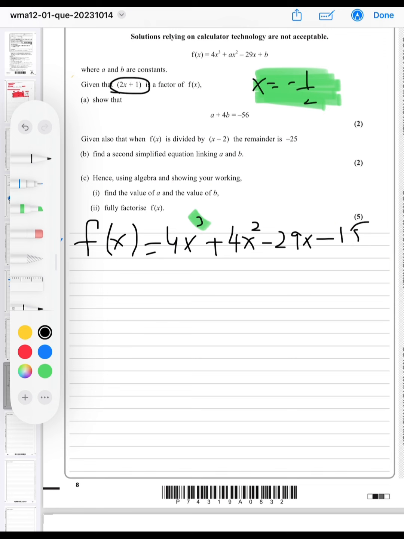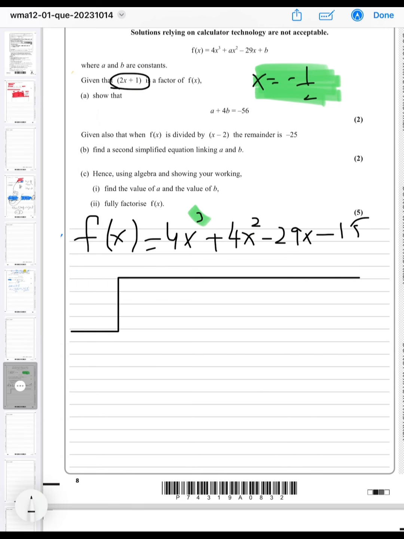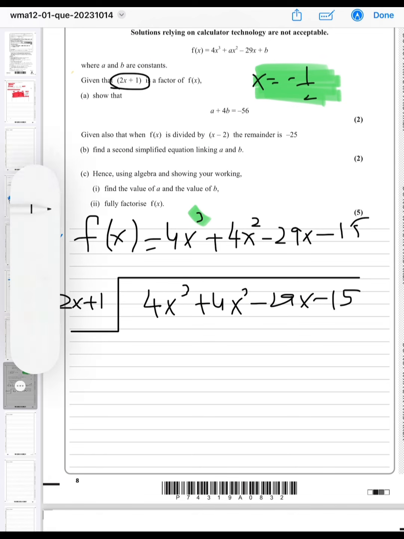So how will we find the remaining two values? The remaining two values means that we have to get a quadratic equation, and then we have to solve the quadratic equation. So there are two methods. The first one is the division method, and then I will also do this question by the synthetic method. So the division method is 4x cubed plus 4x squared minus 29x minus 15, divided by 2x plus 1. Okay, leave the synthetic, we will just do this by division method. So the division method is like, now we will target how we will do this.